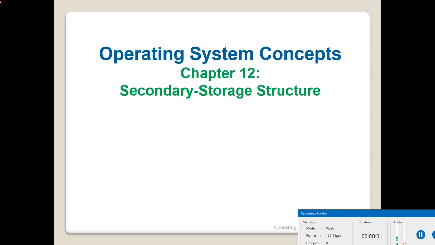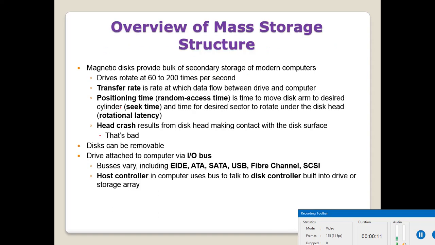Good morning, students. We now start with chapter 12, which is secondary storage structure for week 14. Here we are going to talk about secondary storage devices. We will first talk about the mass storage structure overview, because you have already done it in your other courses, and then we are going to talk about disk scheduling algorithms.